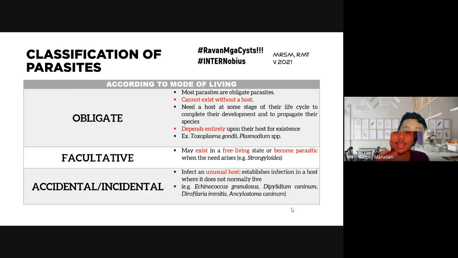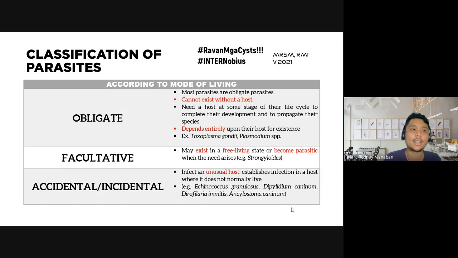Next, we have the accidental or incidental parasite. This is a type of parasite that infects an unusual host, meaning a host that is not a normal part of its life cycle. The parasite shouldn't be infecting this particular host, but because of accidental ingestion or accidental practices, the parasite goes to this different host.